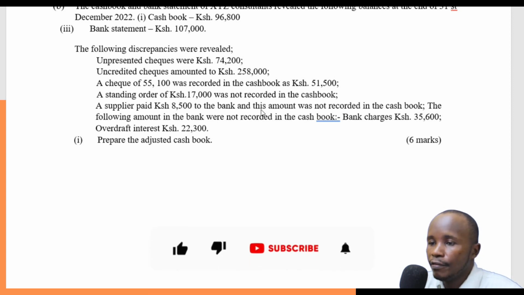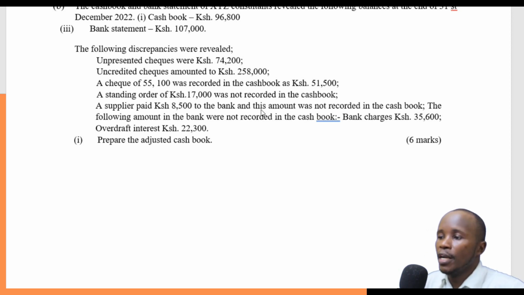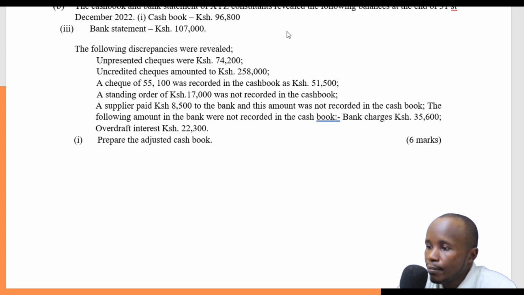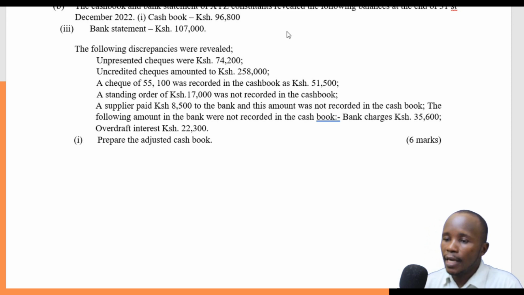That is, we have unpresented checks of 74,200. A check of 55,100 was recorded in the cash book as 51,500. A standing order of 70,000 was not recorded in the cash book. A supplier paid 8,500 to the bank, and this amount was not recorded in the cash book. The following amounts charged by the bank were not recorded in the cash book: bank charges and overdraft interest. Prepare the adjusted cash book.